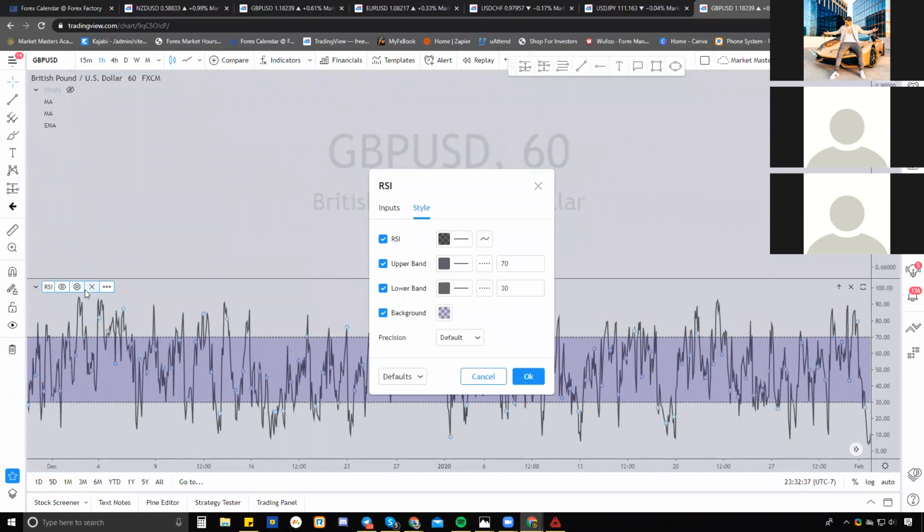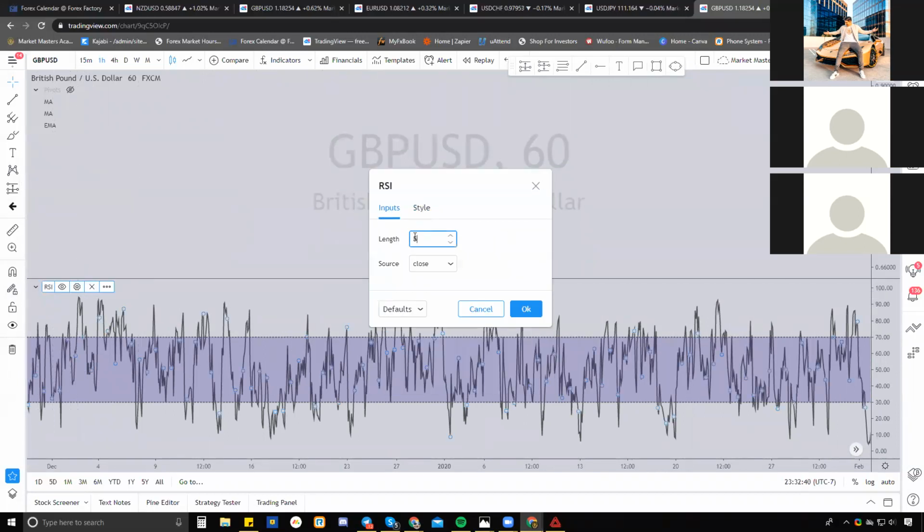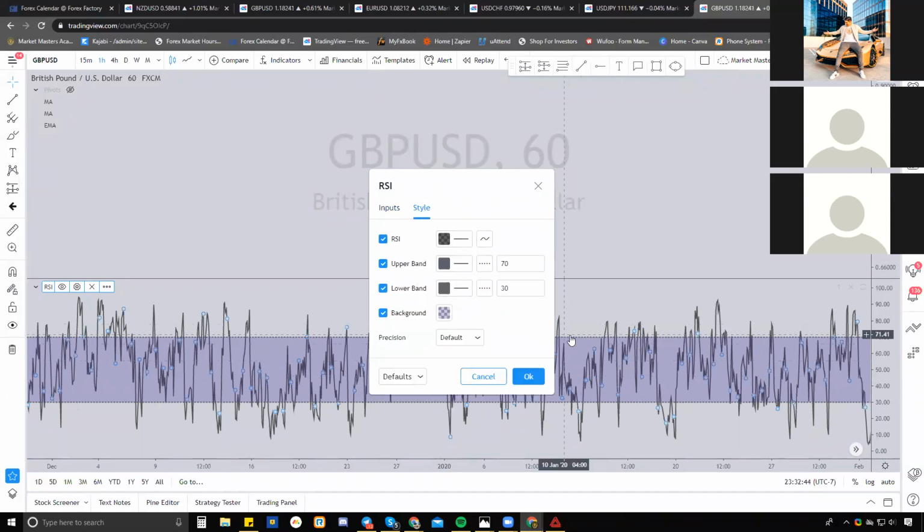For the settings, the ones that I use, if you go to inputs, you want to put 5, source is close, style, you can style it whatever. I keep it kind of purple on the inside.